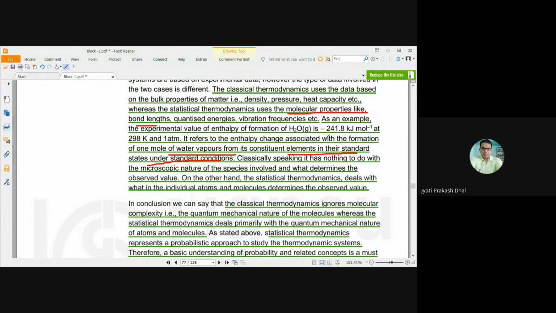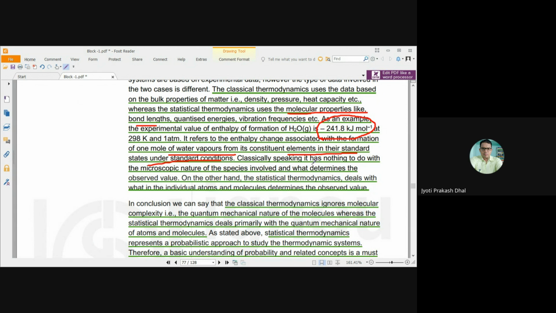That means when 1 mole of water in the gaseous state is formed from its constituent elements, that is H2 gas and O2 gas, then 241.8 kilojoule amount of energy will be released. That's why there is a negative sign, because here the energy is released.